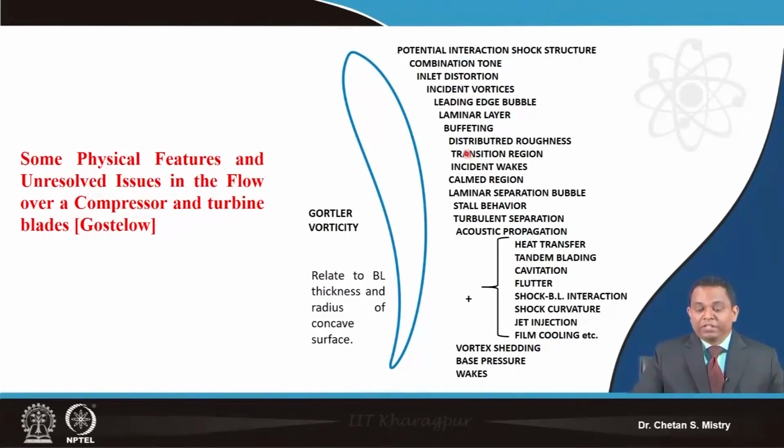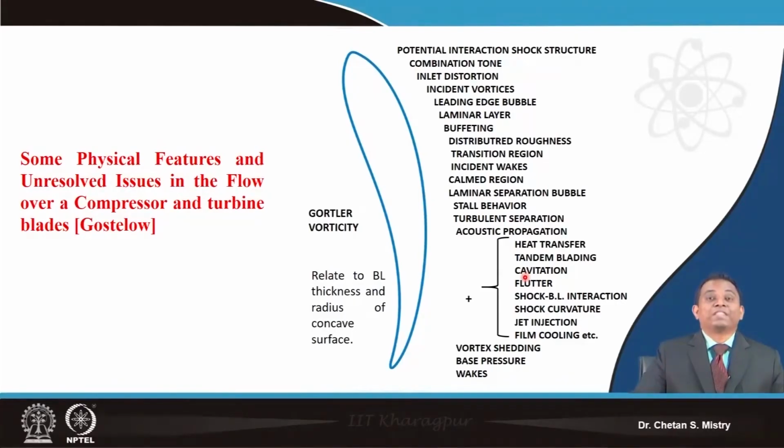Okay. Then we have distributed roughness, transition region, incident wake, calm region, laminar separation bubble, stall behavior, turbulent separation, acoustic propagation. Along with that, we have heat transfer, tandem blading, cavitation. Suppose I am using this kind of aerofoil for my axial flow pump, there I have a cavitation problem. We have flutter, which is an aeromechanical problem, shock boundary layer interaction, shock curvature, jet impingement, film cooling, vortex shedding, so many. You can understand all these aspects need to be considered when making an aerofoil for a compressor which is working under adverse pressure gradient.